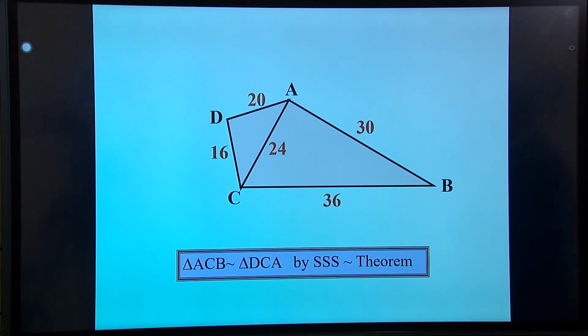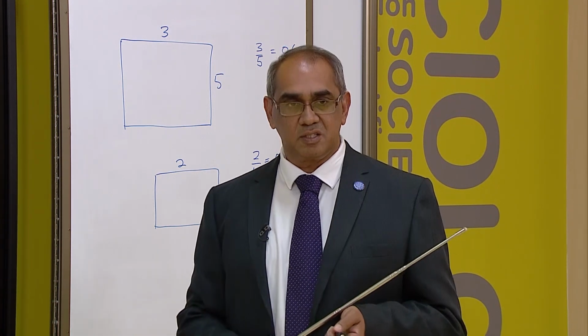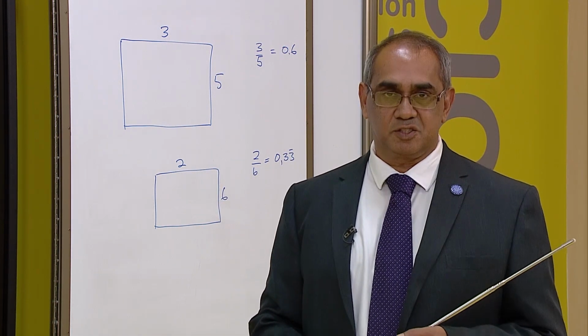I hope that gives you an idea of similar triangles, how we can actually identify them, and how we can use the theorems to state which two triangles are similar.